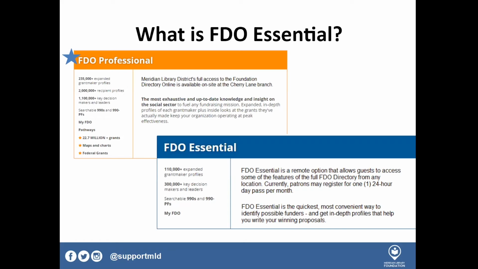So what is the difference between Professional and Essential? Obviously, you saw previously that the Professional version has so much information. You can see the number of profiles and recipient profiles is extreme. So there's a lot of them, and the Essential version just doesn't have quite as many. However, it does allow you to remotely access the database, and it's a really quick and convenient way to start the process of looking for potential funders for your grant request.